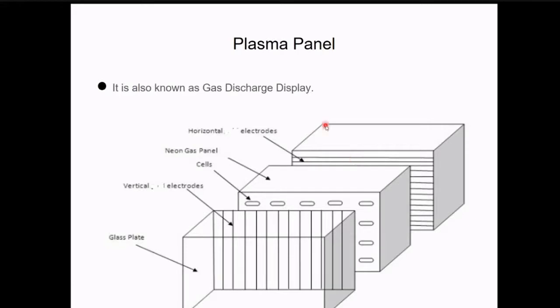Now, what are these electrodes? You already know that they are going to create a charge and emit electrons. So what is the basic purpose of creating horizontal and vertical electrodes? Basically, the horizontal and vertical electrodes make up a grid. The electrodes get charged and start emitting electrons, and in between we have a neon gas panel.